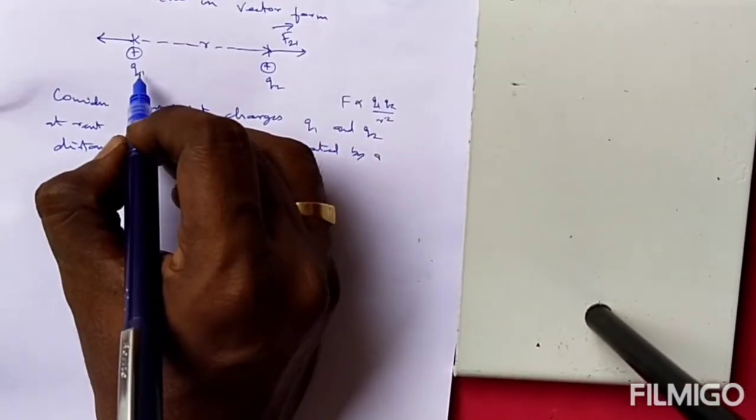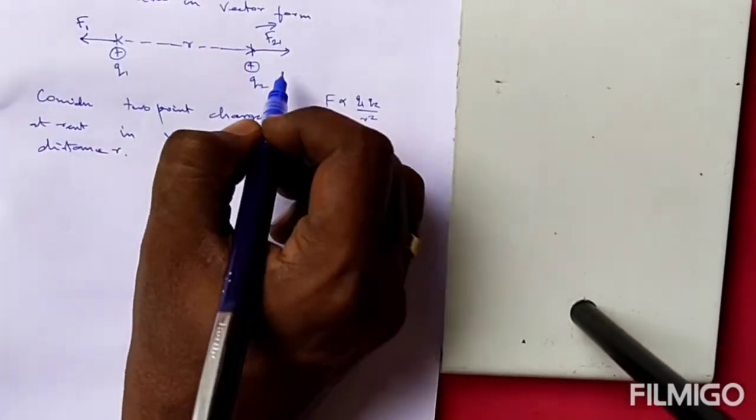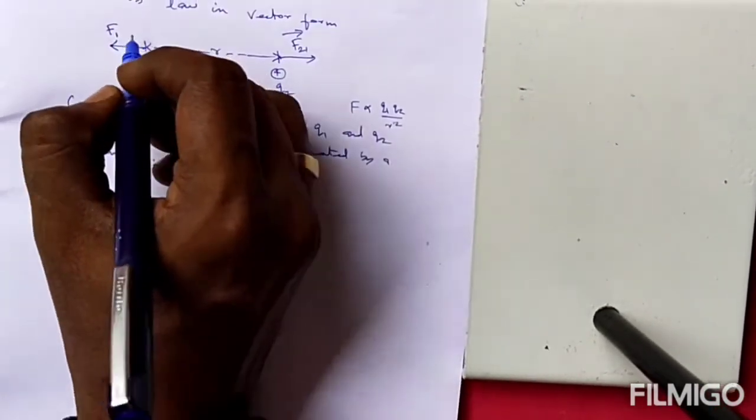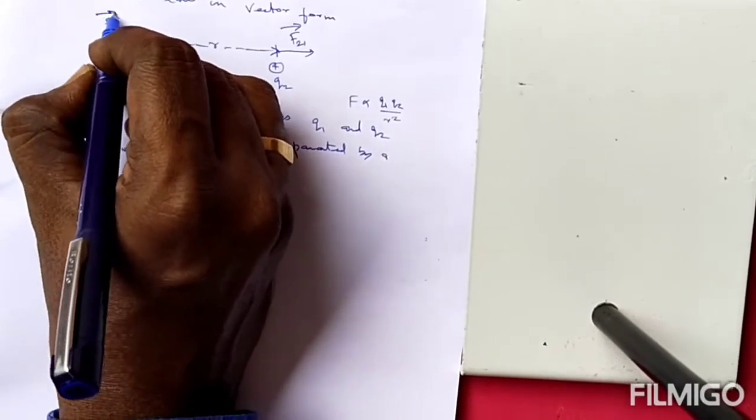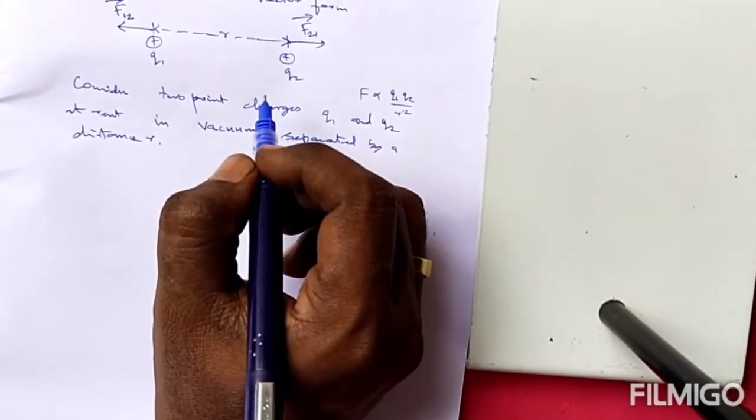Similarly, we can write the force on the charge Q1. The force is exerted on charge Q1, therefore we write F1. From where the force acts, it is from charge Q2. Therefore, F12 vector. This is the way you have to write the vector form of the forces.